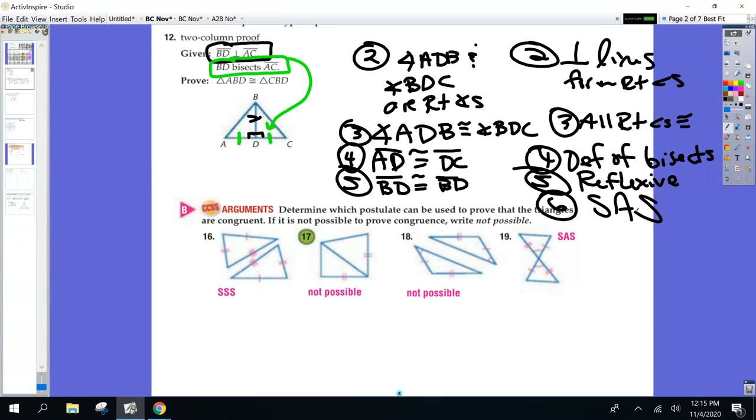Everyone good? A little longer proof, 6 steps. Probably the longest one we've had in a while.